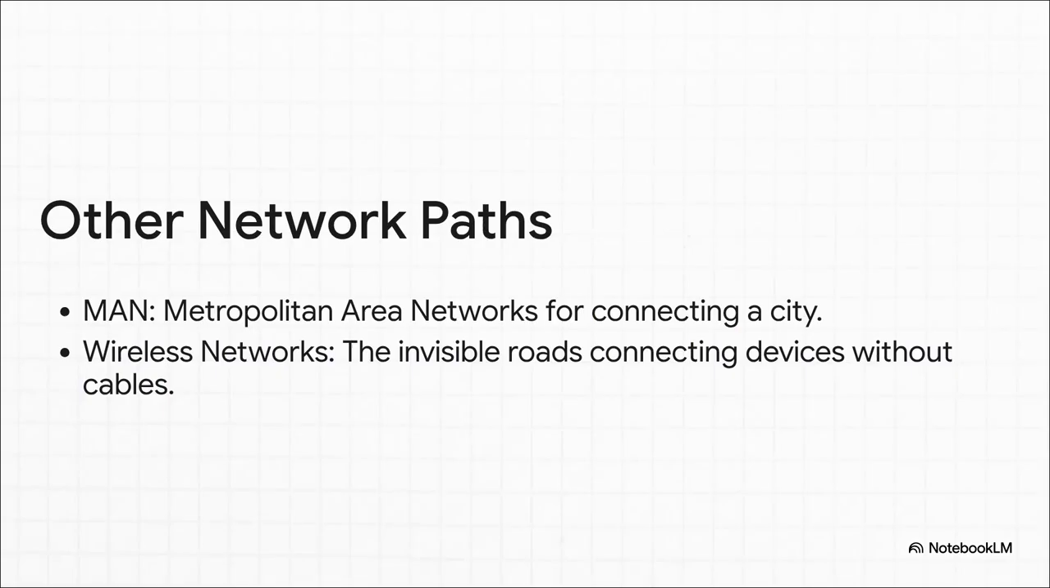Of course, there are other routes too. There's a MAN, or a Metropolitan Area Network, which is kind of like a city's main roads connecting big businesses or university campuses. And then you've got wireless networks, which are basically the invisible roads, the radio waves, that let our data just fly through the air with no cables at all.